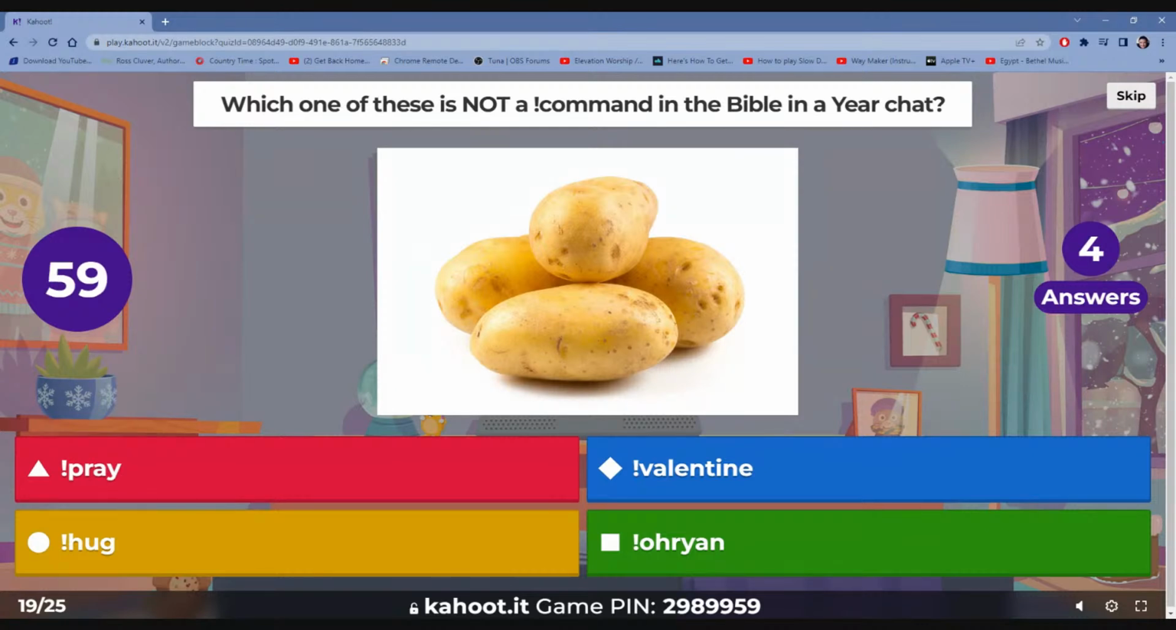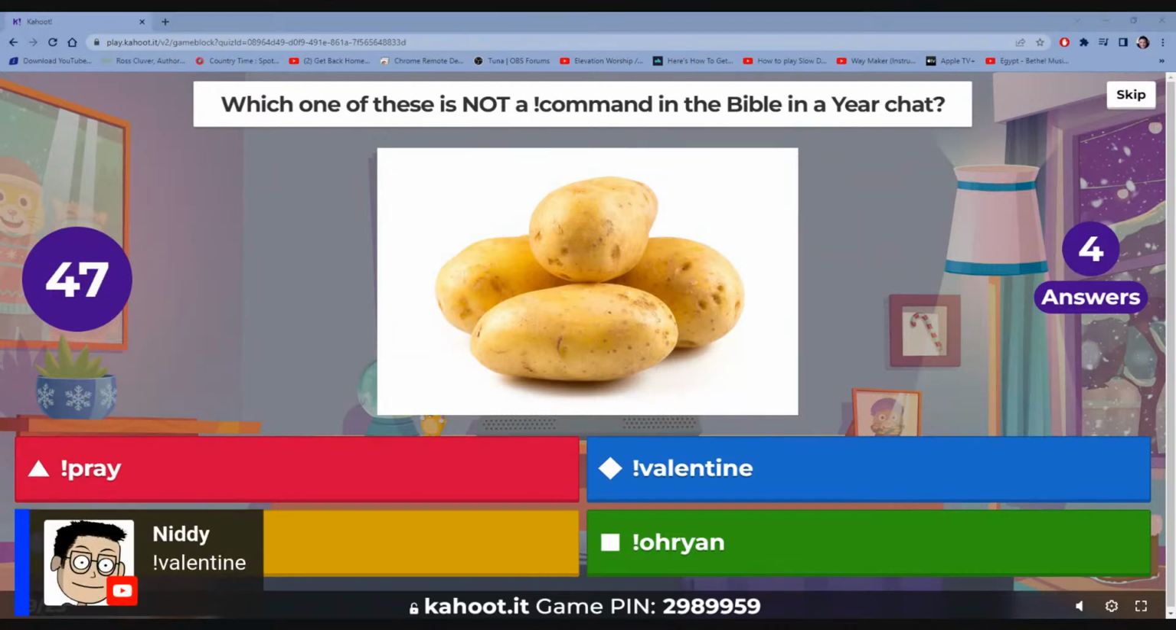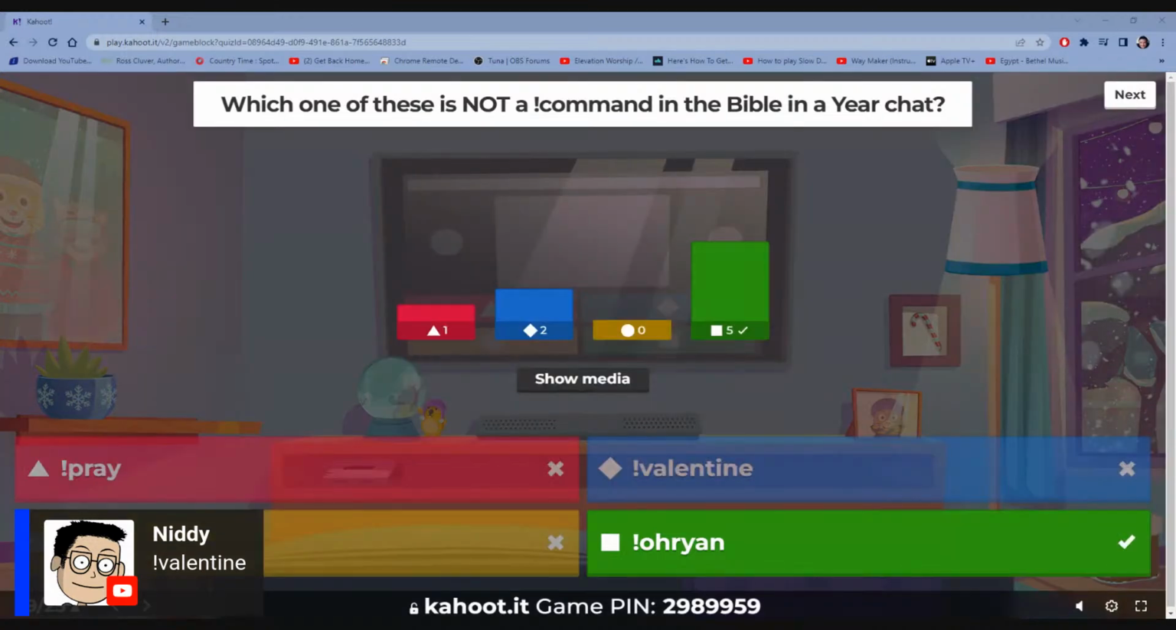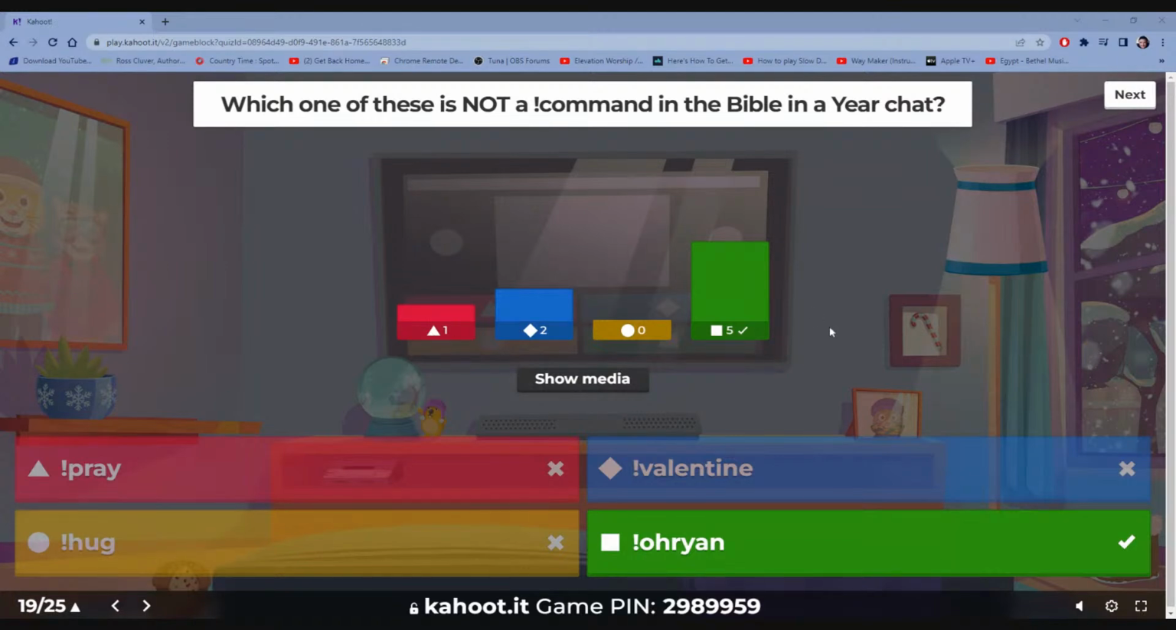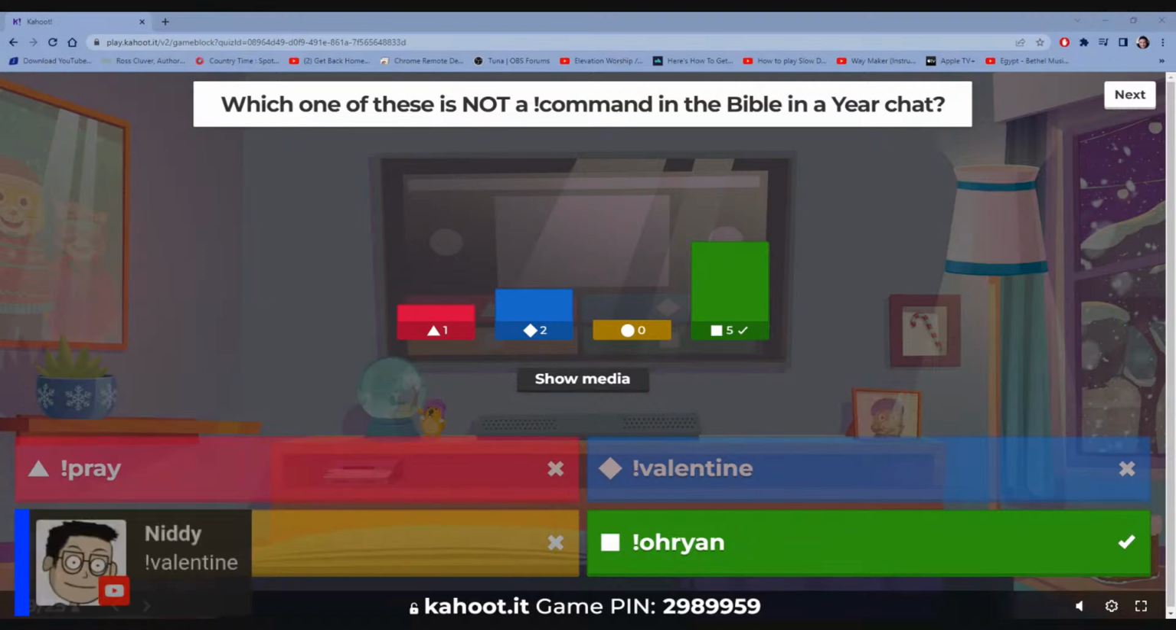Can you send a Valentine to someone? Can you pray for someone? Can you hug for someone? Or Orion? Nitty's checking out Valentine. Can Valentine, is that going to result in anything? Let's see. We're checking. It's supposed to work. Let's see it work. It should work. It's not working. That's not fair. Orion was the correct one. The Valentine should work. I don't know why it didn't.